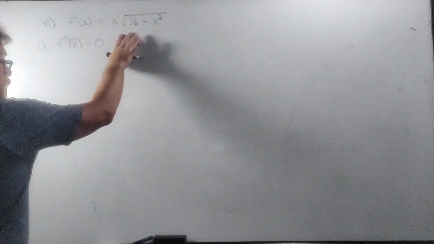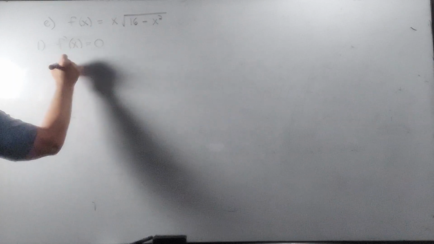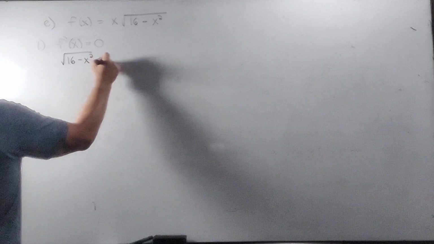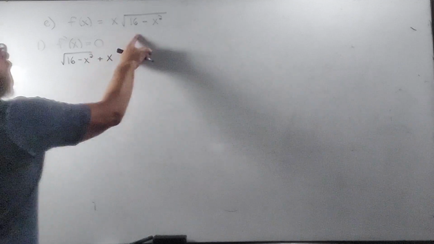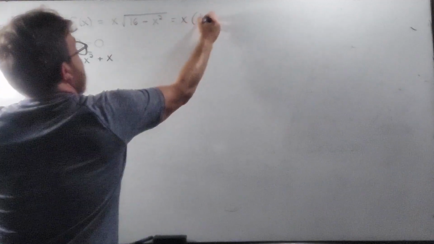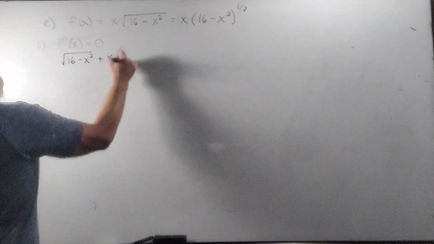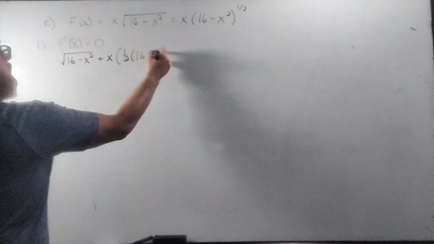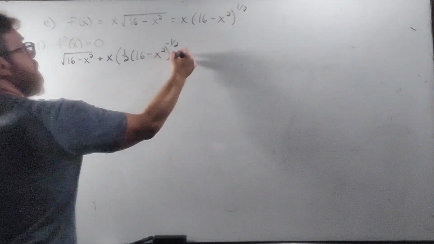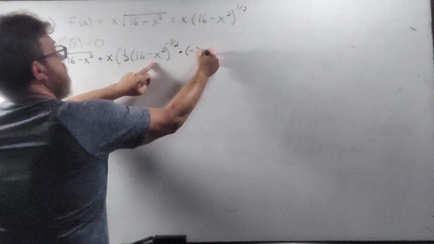We're going to have to use the product rule here. So we know that it's going to be the derivative of the first, which is going to be 1, times the second, which is going to be 16 minus x squared, plus the first, which is going to be x, times the derivative of the second. Notice that this is 16 minus x squared to the 1/2. So when I take the derivative of the second, this is going to be 1/2 times 16 minus x squared to the negative 1/2. That takes care of this part. Then we still have to multiply by the derivative of what's inside here, which is going to give us a negative 2x.